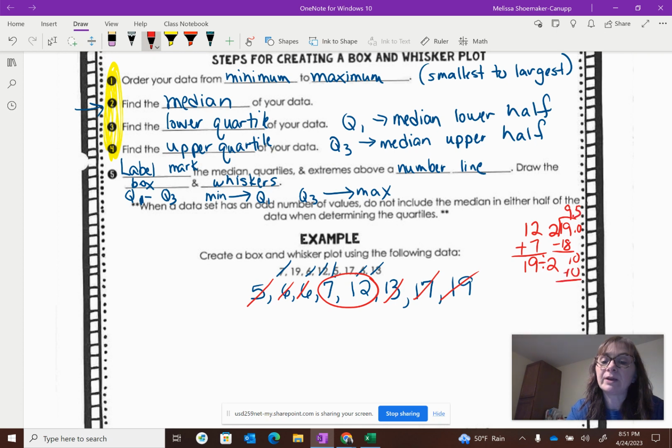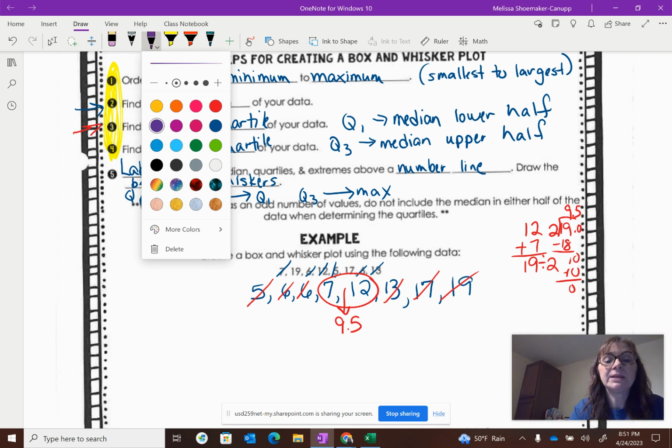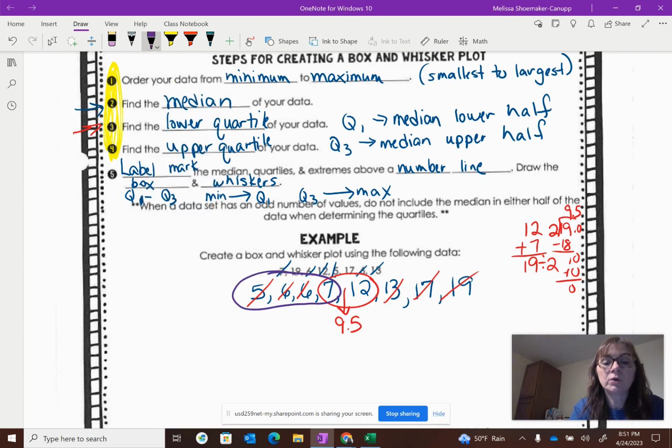So 9.5. Okay, then step 3, the lower quartile. We're finding the median of the lower quartile. So I'm taking these numbers, the lower on the left-hand side, and I'm marking out and finding the center. Well, that one's easy.